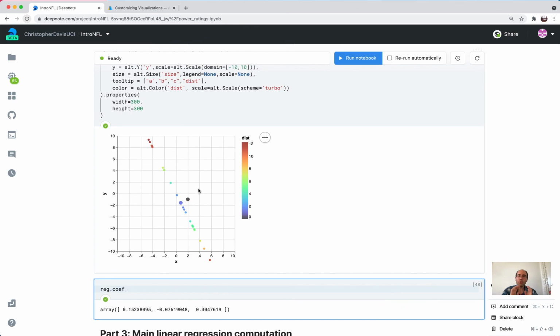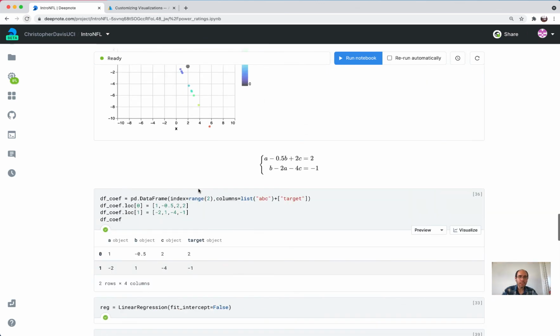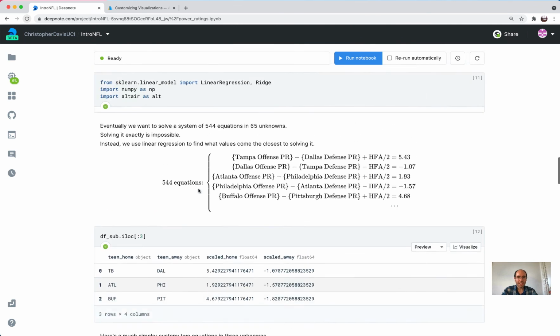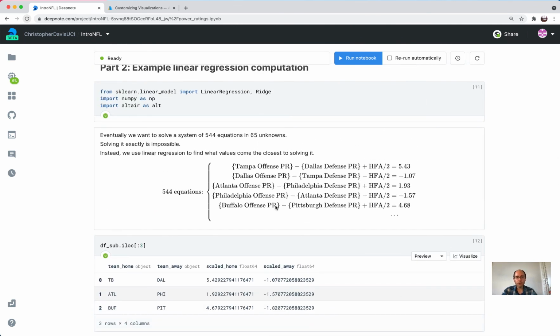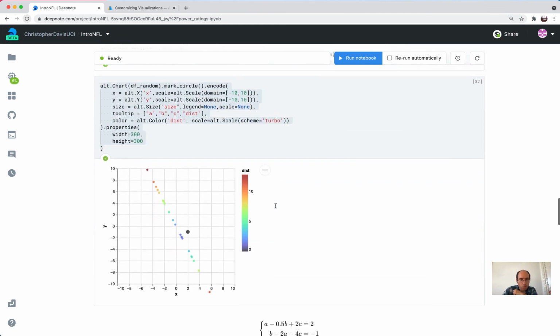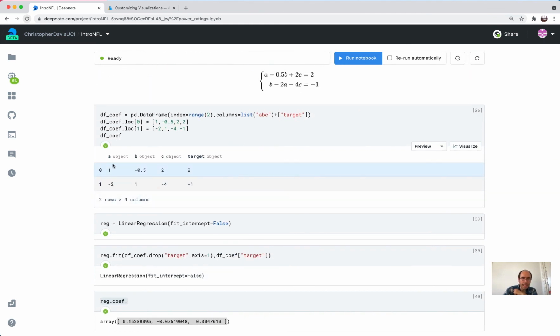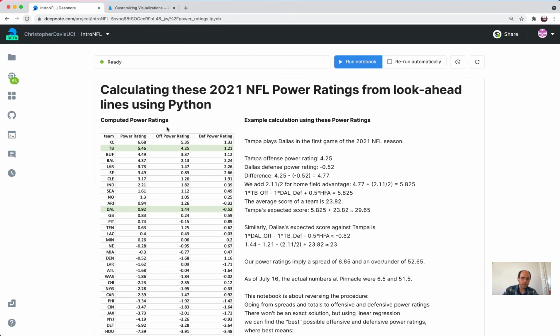And in the next video, we'll go back to this system of equations here. This system of 544 equations, and we won't try to visualize it or anything. Instead, step 1, we'll make a matrix of the coefficients, like what we did here, where we made this matrix of the coefficients, like this negative 0.5 coefficient showed up here in this array. So we'll make that matrix of coefficients, then we'll solve for the best possible values using linear regression, and then we'll compare them to these offensive and defensive power ratings that we have up here at the top.